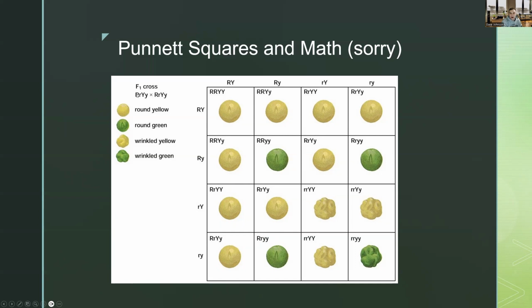It could give a big R and a little y. It could give a little r and a big Y, or it could give a little r and a little y. All those are reflected here. The vertical axis is identical to the horizontal in this case because both parents have the exact same genotype. And then we just start moving things down and across.